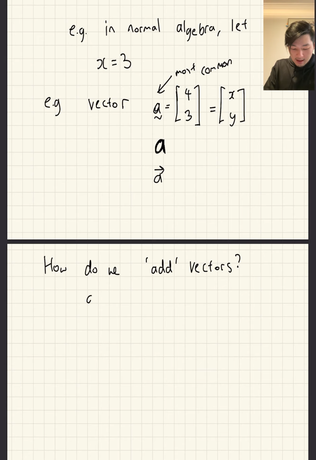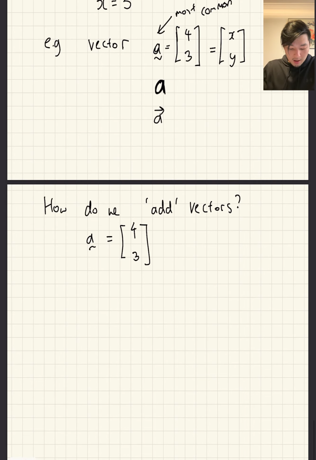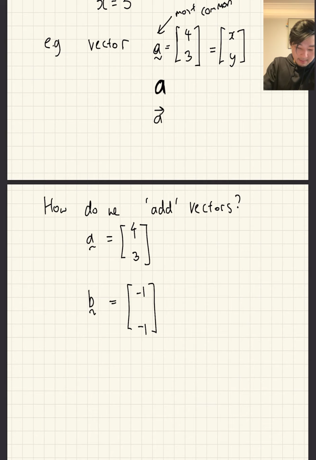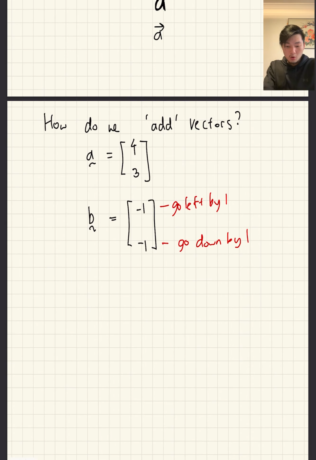Let's get our same vector a with components (4, 3): go 4 to the right and up by 3. And let's have a new vector b, and we can even have negative numbers in here, (-1, -1). What does that mean? This means instead of going to the right, you go left by 1 and down by 1. So what is a plus b? That's our question.